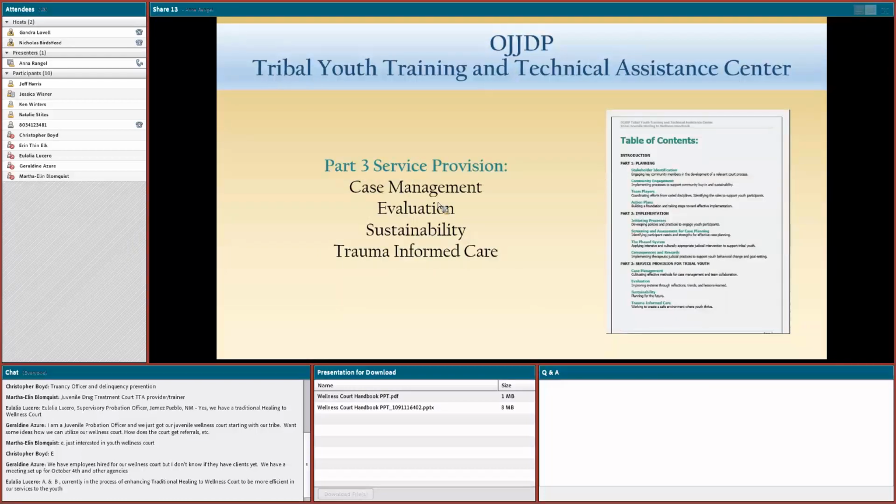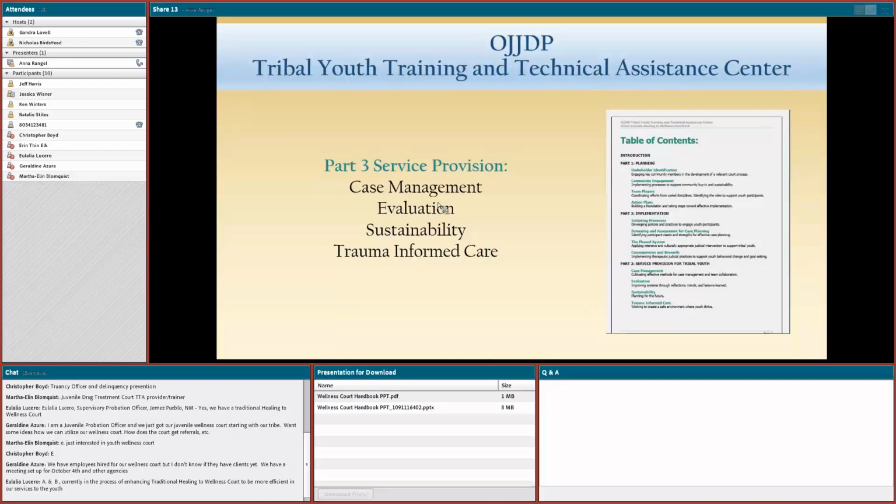Part 3 of the handbook discusses service provision. So this is when you are actually providing services to the youth in your community. The first topic covered there is case management, and so we want to cultivate effective methods for case management and team collaboration. This is very important, and it should involve the stakeholders that you identified in Part 1 of the planning process, because you want to make sure that everyone has actually bought in and is an active participant in managing each youth, or that you set up a system where there's some accountability for those stakeholders.